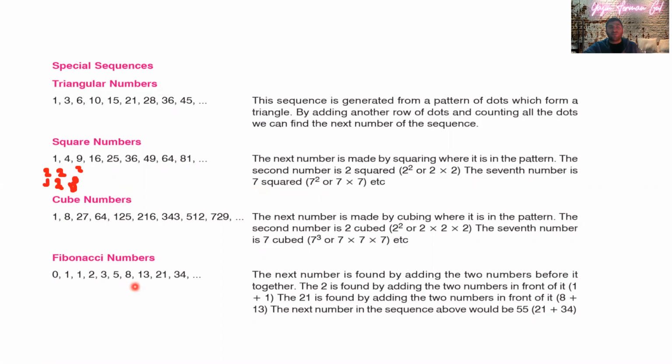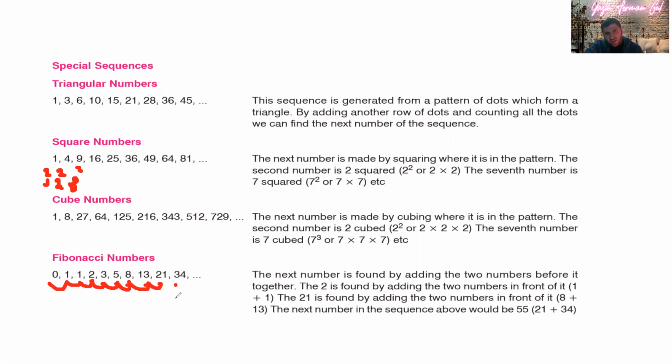Okay, the last one is Fibonacci numbers. In Fibonacci numbers, the next number is found by adding the two numbers before it together. Let me just show this. 0 plus 1 is 1. 1 plus 1 is 2. 1 plus 2 is 3. 2 plus 3 is 5. 3 plus 5 is 8. 5 plus 8 is 13. 8 plus 13 is 21. 13 plus 21 is 34.